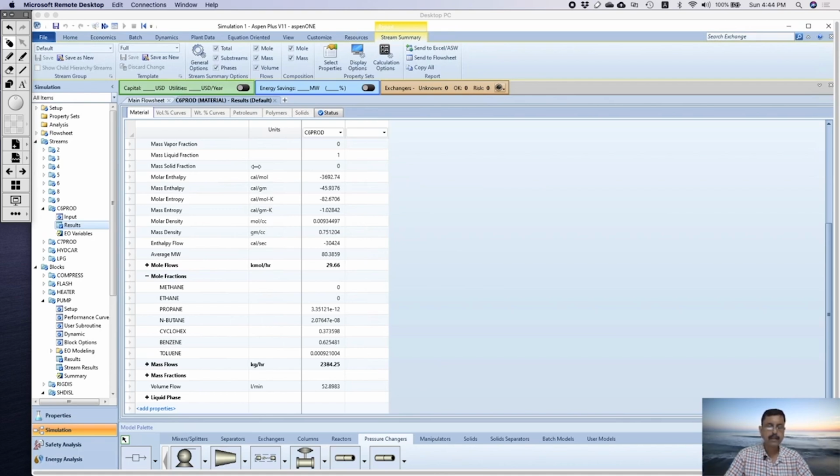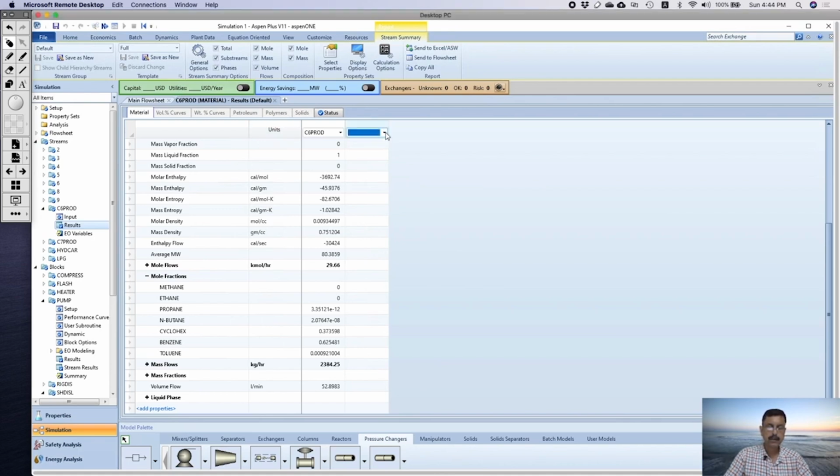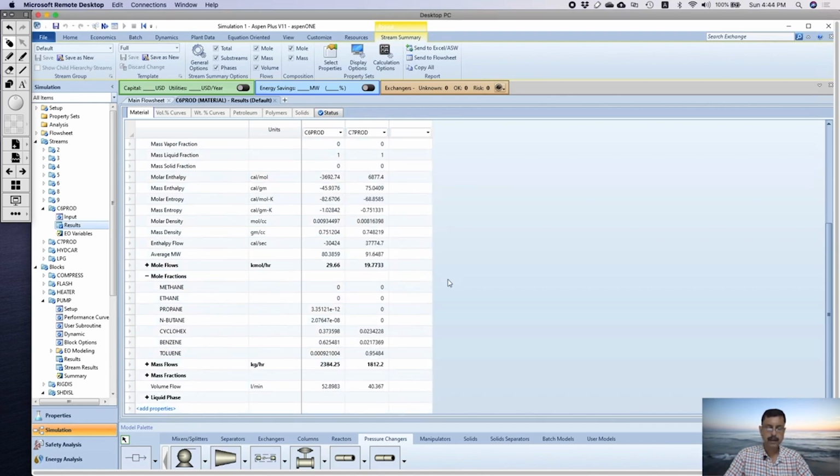Now along with that, you can check the C7 product also, because you have already run the simulation for pump as well. Here you see benzene is only 2.13%, cyclohexane is 2.34%, toluene is 95.48%. All others are 0. The lighter key components are all 0. So toluene is 95.48%. So it is mainly C7 products.